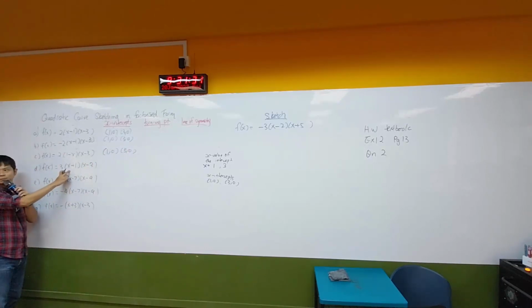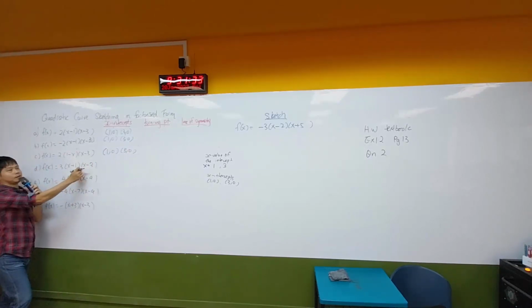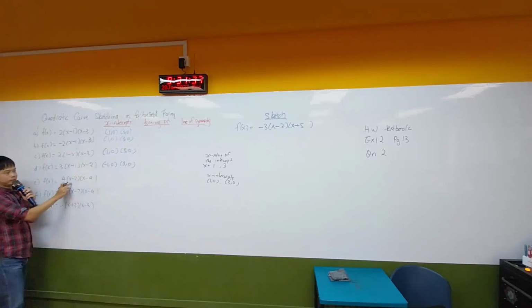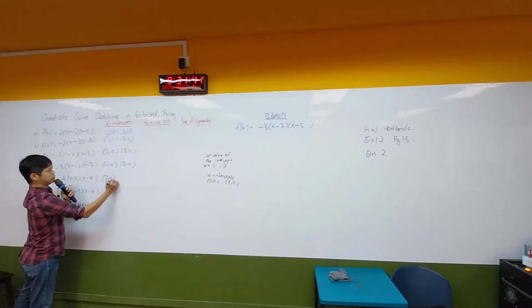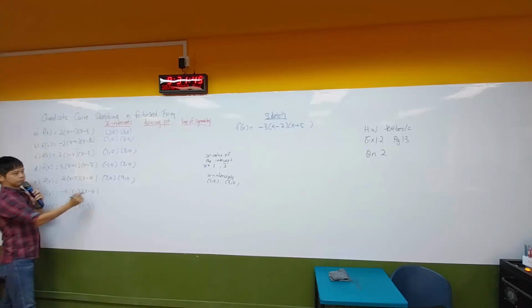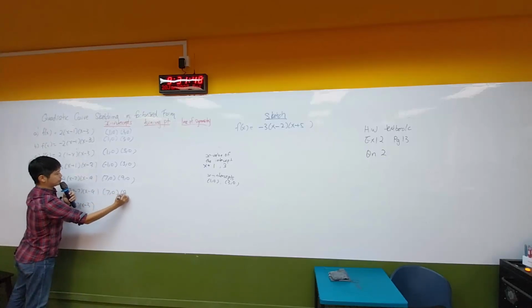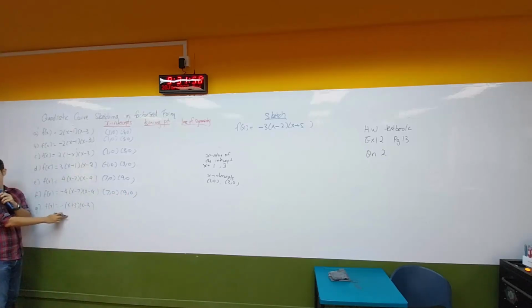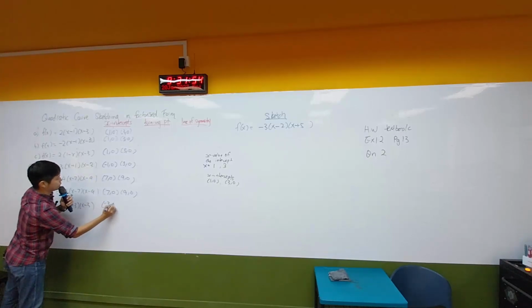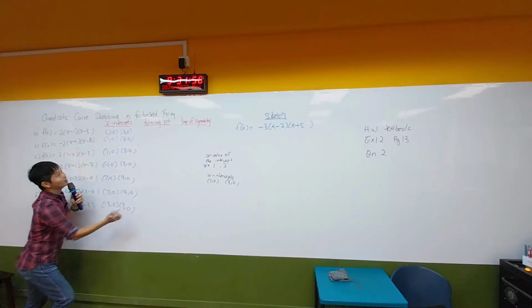The next one. Negative 1, 0 and 3, 0. This one should be quite obvious. 7, 0 and 9, 0. And the last one. Negative 3, 0 and 3, 0.